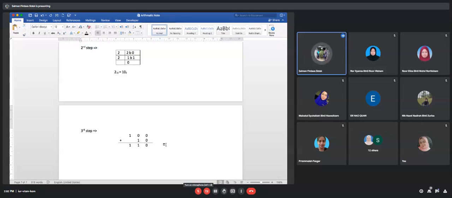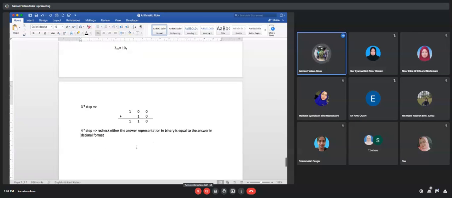Okay. So now we got the representation, and your task is to recheck whether your representation for the answer is equal to 6. So the fourth step, you need to recheck whether the answer representation in binary is equal to the answer in decimal format. So now we check 110. 110 is equal to what plus what? We just put a bracket here, next to the answer.